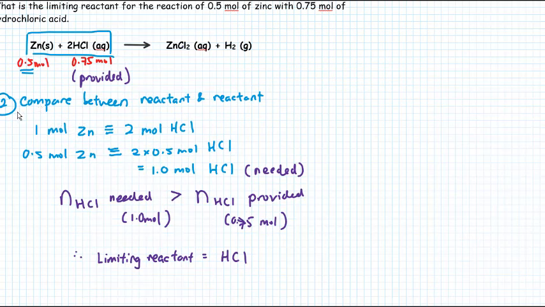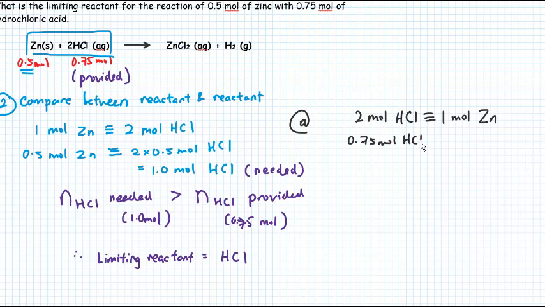If you choose the second method, comparing reactant and reactant, we only need to compare one time. Either you compare zinc with HCl, or you can do it the other way around. When 2 moles of HCl are reacted, it requires 1 mole of zinc. Since we put HCl on the left hand side first, we use the value of 0.75. So using 0.75 mole of HCl, find the number of moles of zinc. We do cross multiplication: 1 over 2 times 0.75 mole of zinc. Therefore, we have 0.375 mole of zinc required.